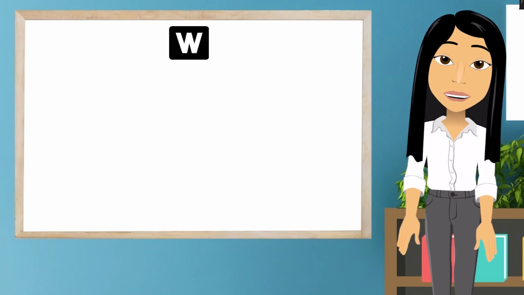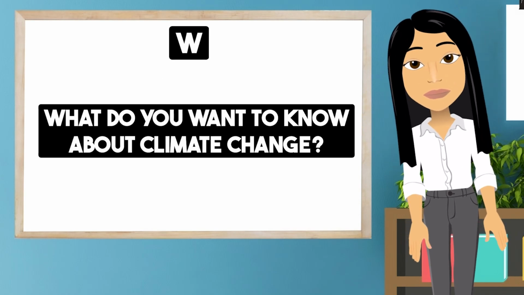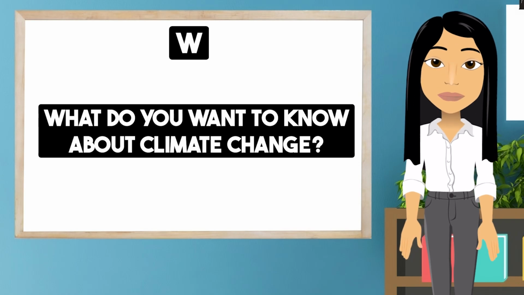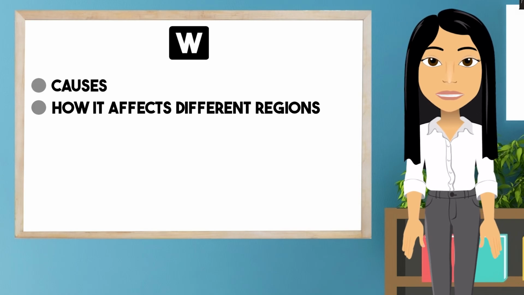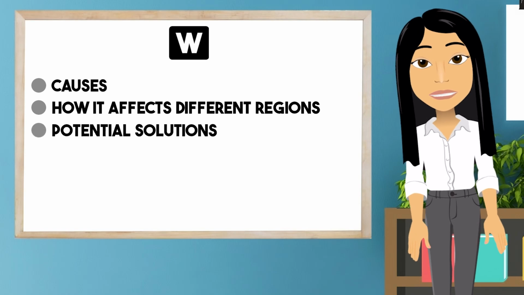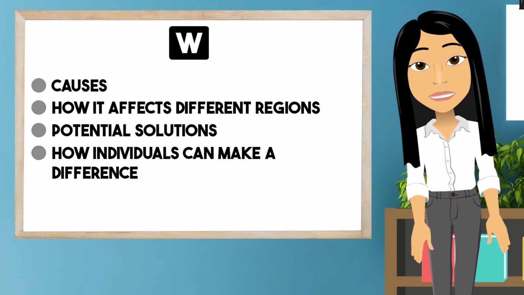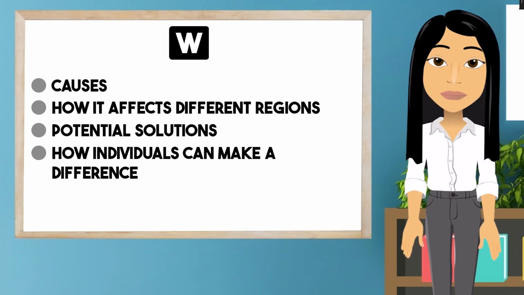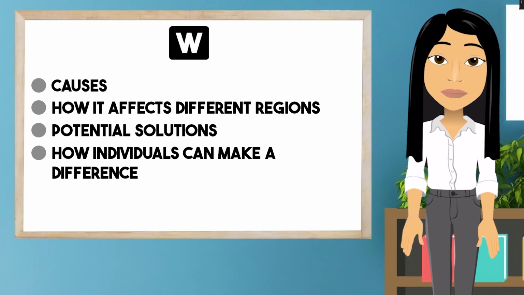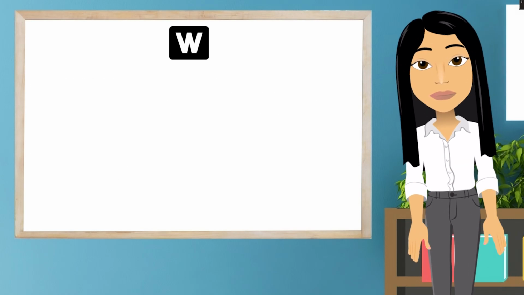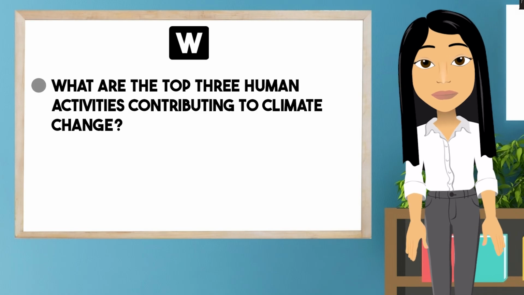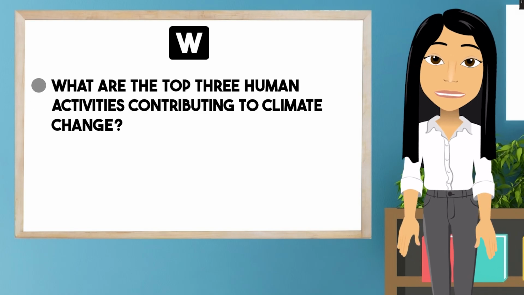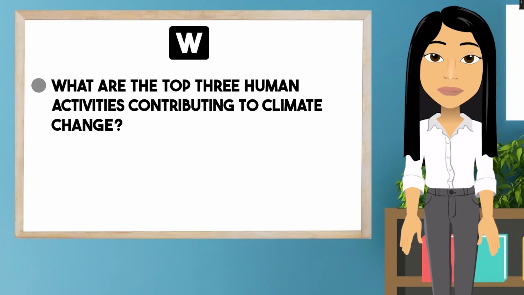Next, move to the W column. What do you want to know about climate change? Perhaps you're curious about its causes or how it affects different regions. Maybe you want to know about potential solutions or how individuals can make a difference. List your questions here. The more specific, the better. Instead of, what causes climate change? Logically, try, what are the top 3 human activities contributing to climate change?